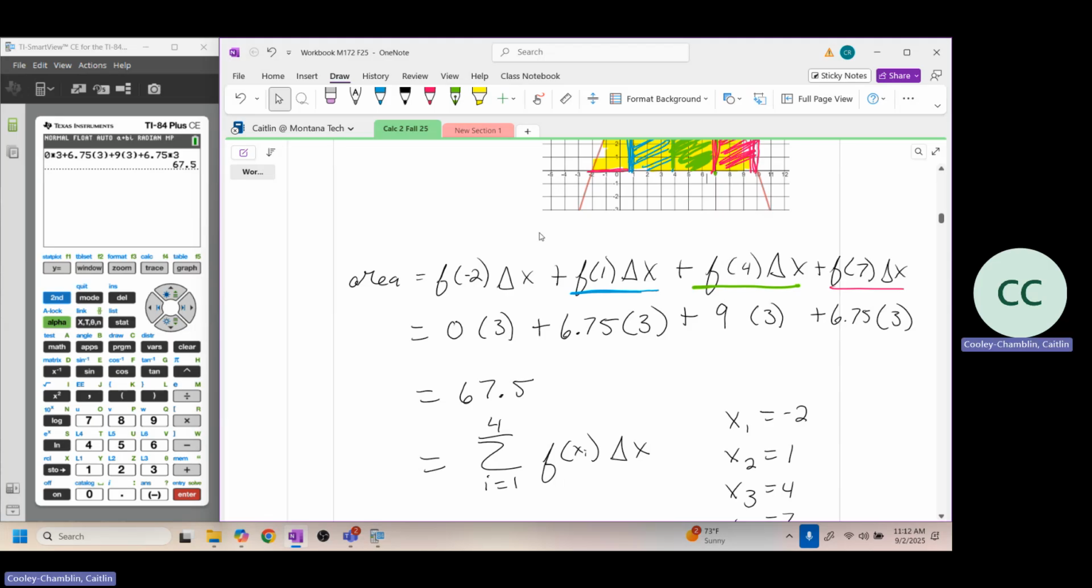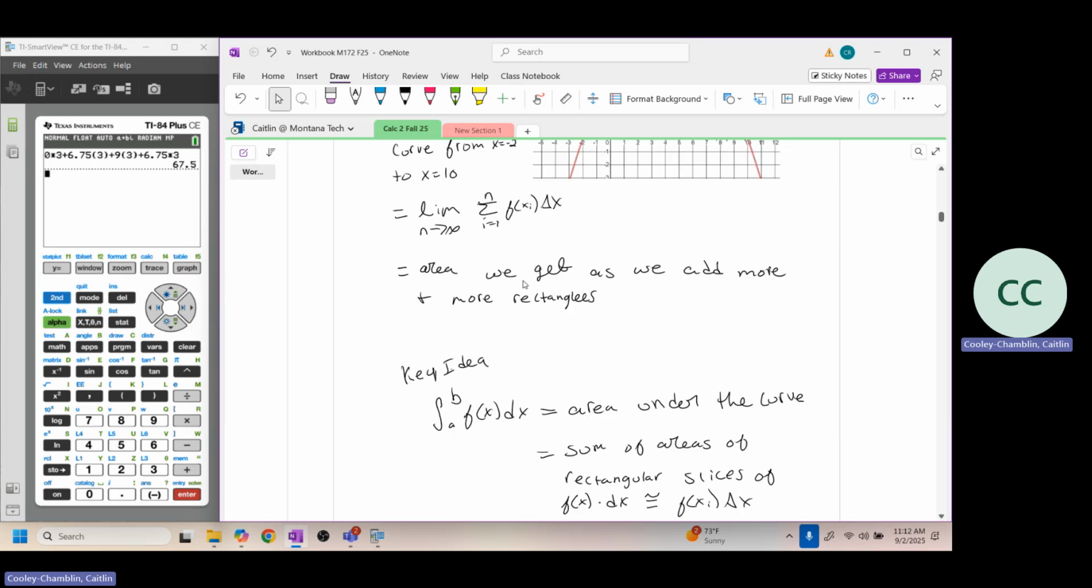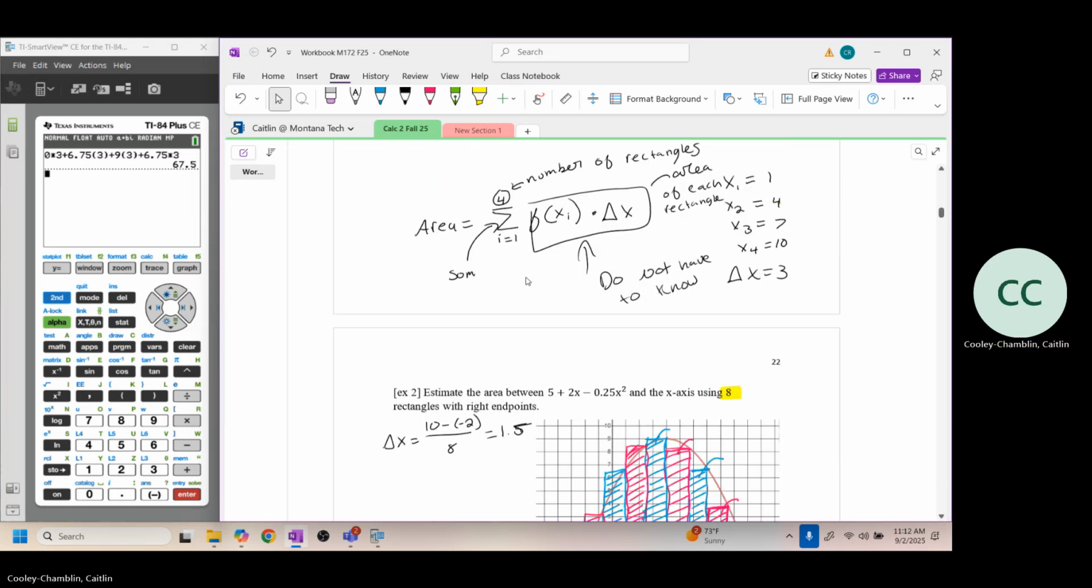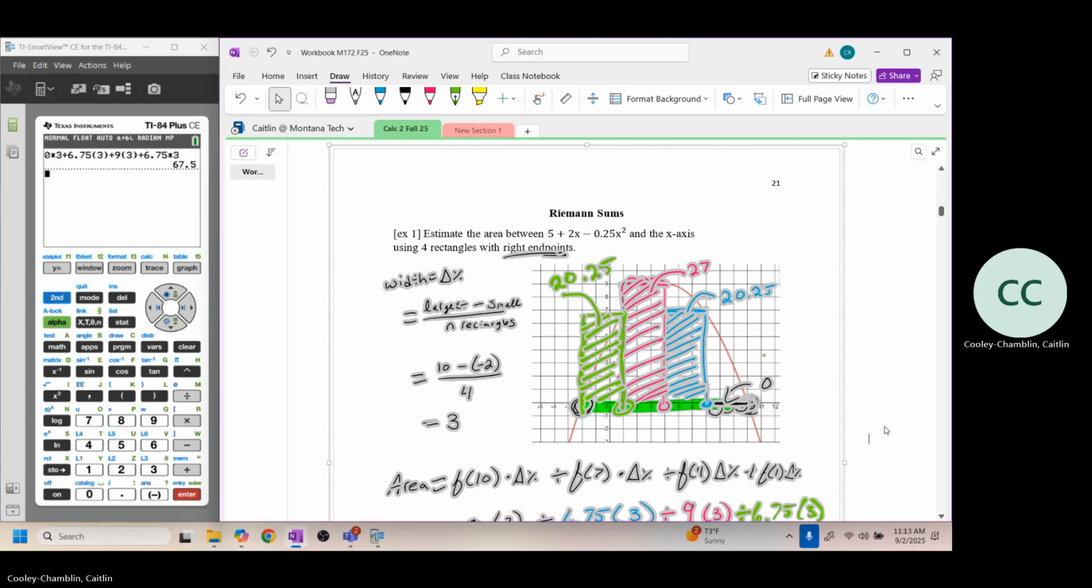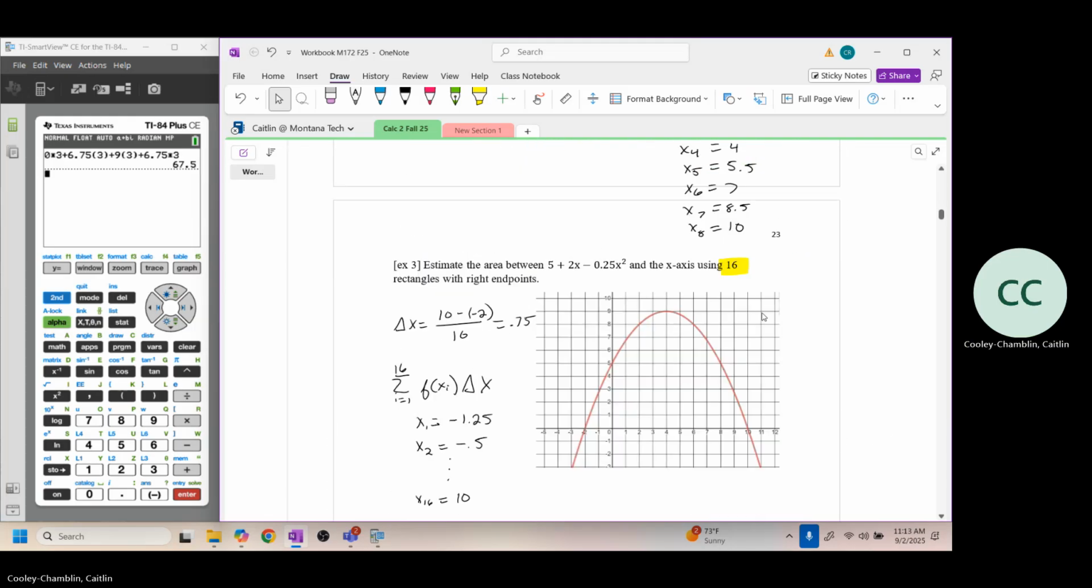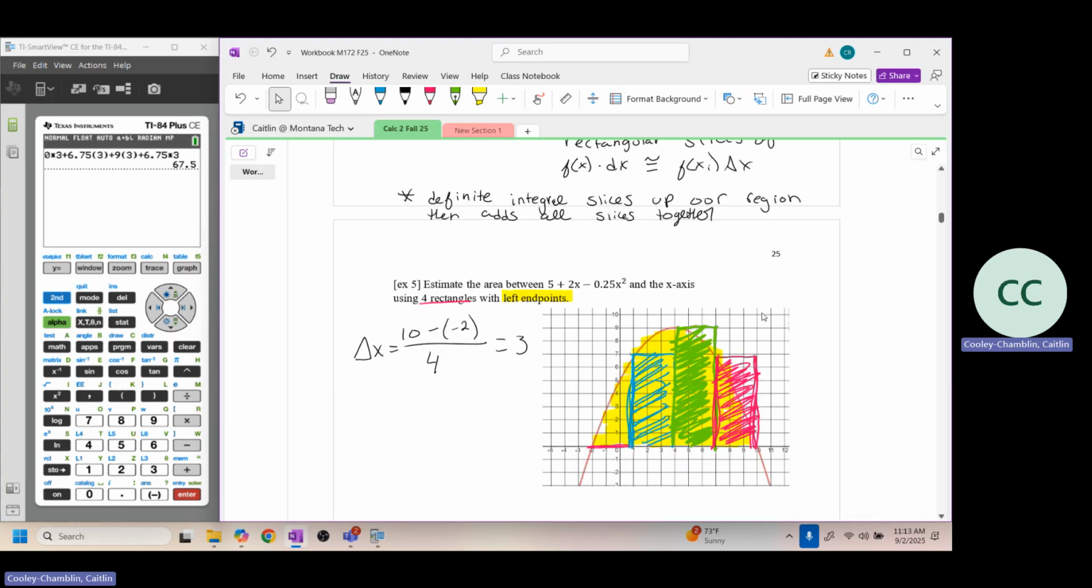All right. So the difference between using left endpoints and using right endpoints is, left endpoints, we start at our lowest number and move up, whereas right endpoints, we start at our biggest number, so we start at 10, and we move down. Okay.